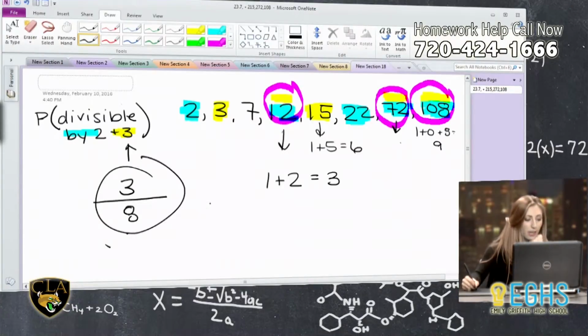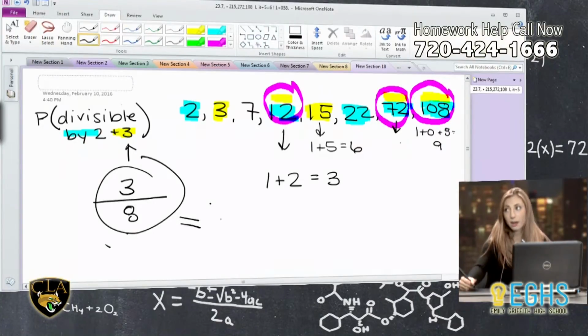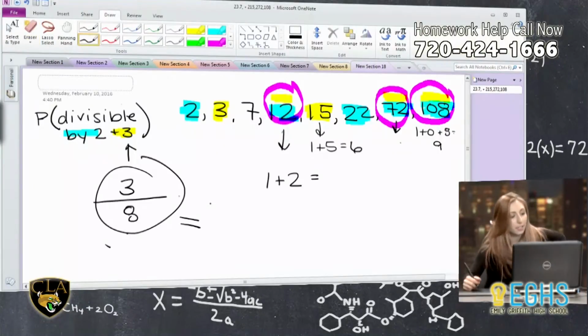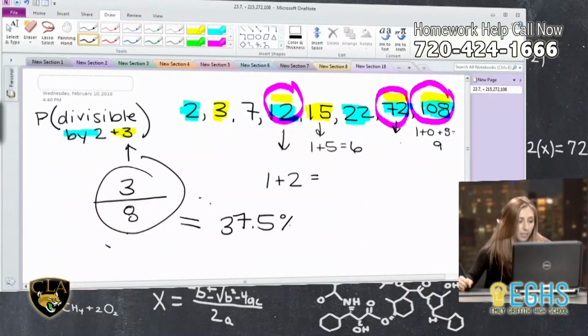A lot of times probability is converted or reported as a decimal or a fraction, so you could convert that by doing the division to find that it's going to be 12.5%. Is that right? 1/8 is 12.5. Yeah, thank you. It's 37.5. Thank you for checking me there. So we could turn that into a percent to get the probability as well. Does that make sense?